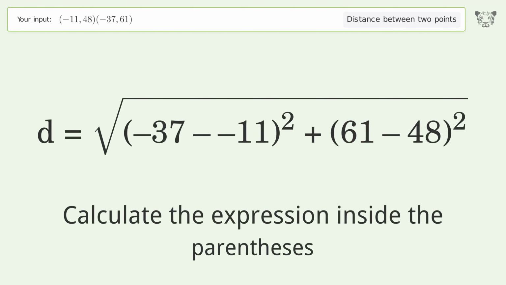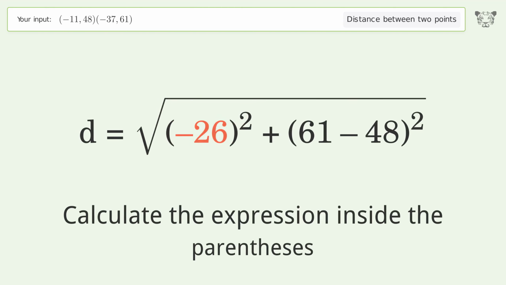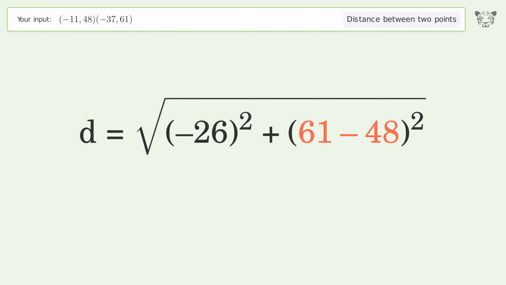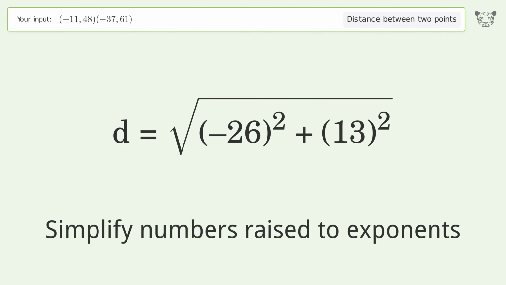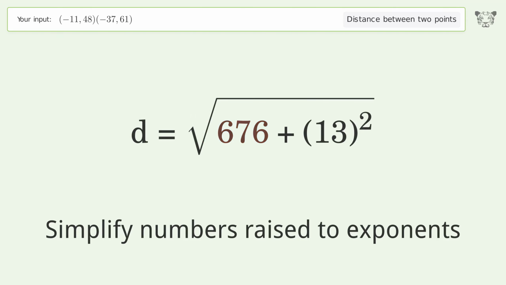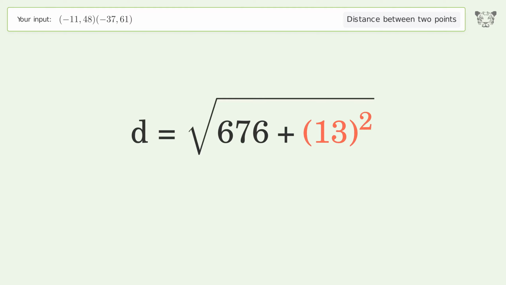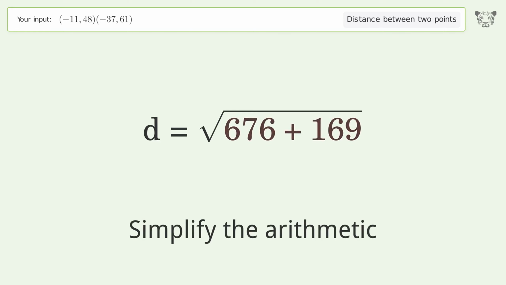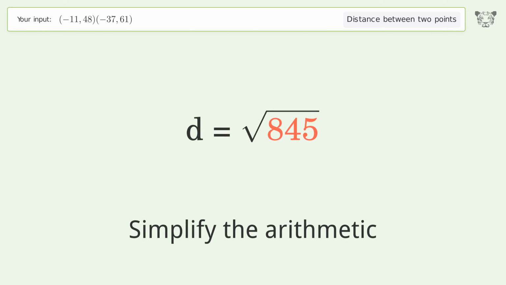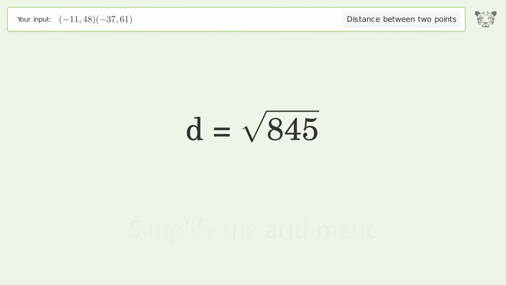Calculate the expression inside the parentheses. Simplify numbers raised to exponents. Simplify the arithmetic. And so the distance between the 2 points is the square root of 845, or 29.069.